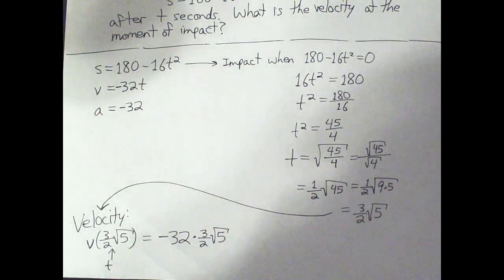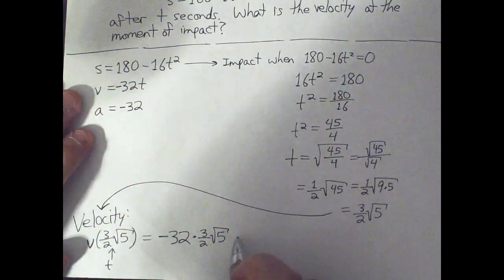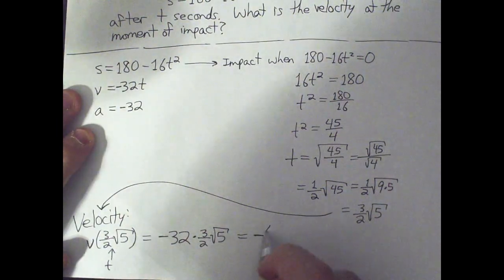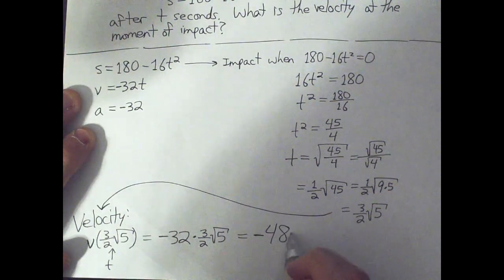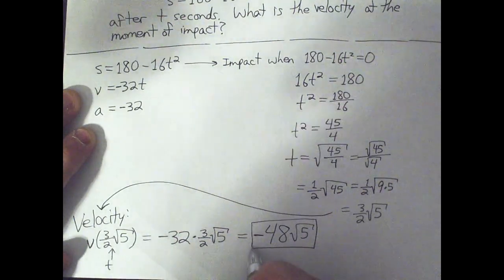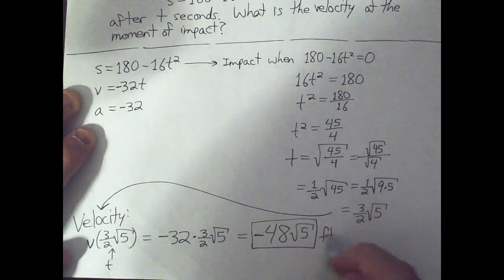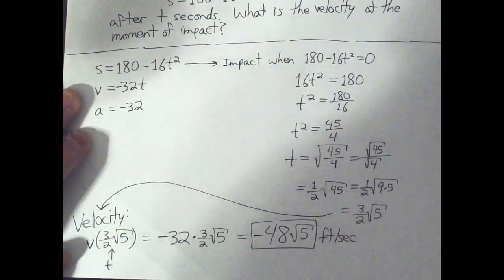Okay, can we simplify that at all? A little bit. Negative 32 times 3 halves is going to get you negative 48. So you could say negative 48 square root of 5, put a box around it, that many feet per second. That's going to be the velocity.